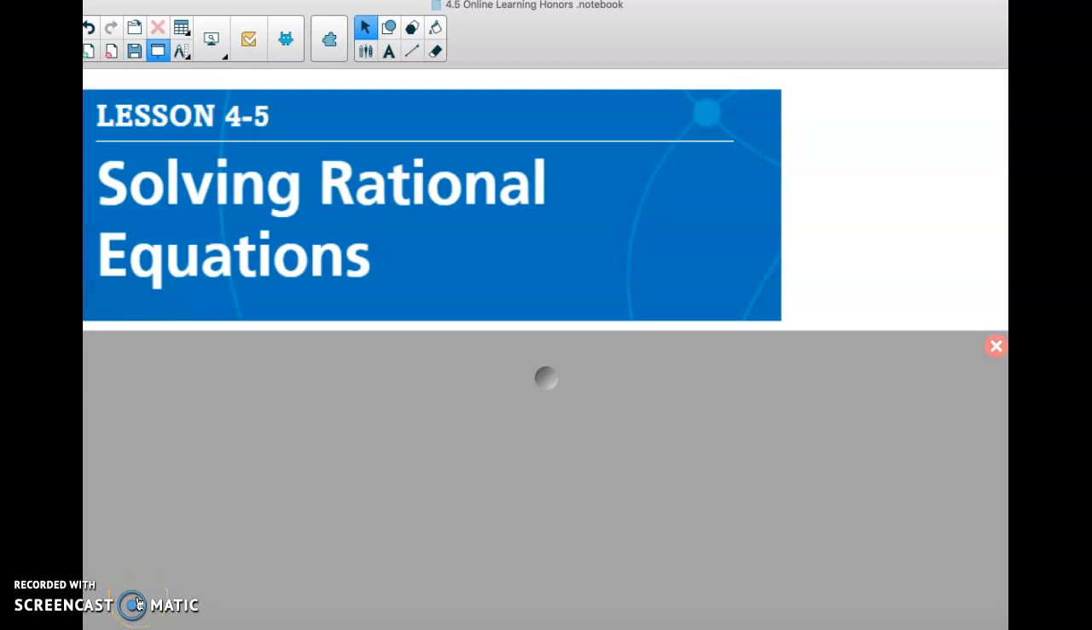Hi everyone. Okay, so we're going to take on section 4.5. It's the last section in chapter 4. It really puts together everything that we've been learning in 4.3 and 4.4, but now we're solving rational equations.